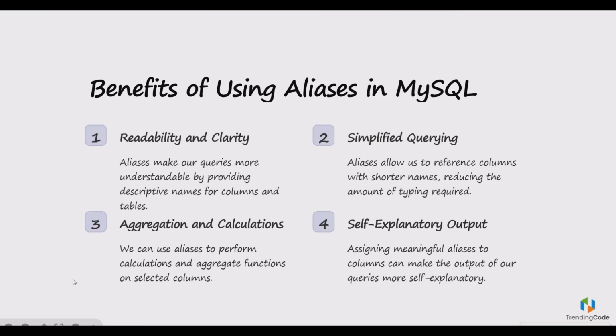So let's see what their benefits are. Readability and clarity are quite easy. Aggregation and calculation are quite useful. It is self-explanatory and more simplified than join. If you are going to apply a join on 2 tables, that is easy. But if you are going to join multiple tables, 5, 6, 7, 10, then alias comes in quite handy.